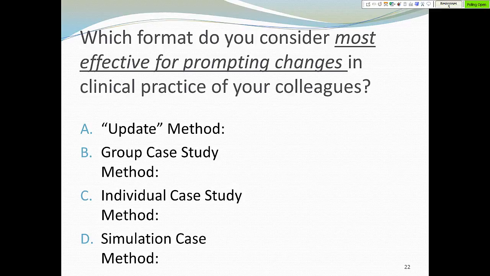Right. You almost need to, the first date needs to be maybe a less invasive format so that you can prove the value and then get more in depth. That's a very good insight. So what would be considered the most effective? It depends on if you have a buy-in by the learners.